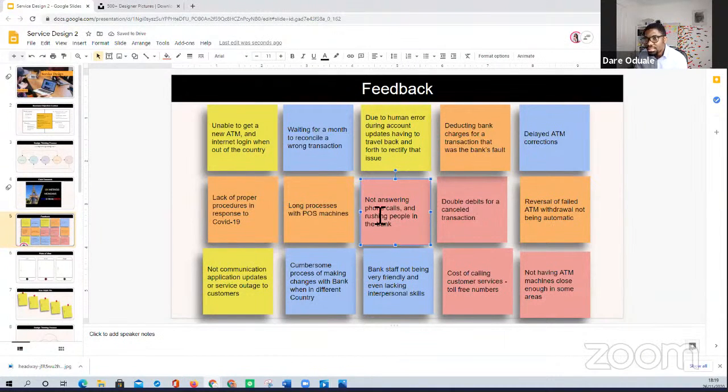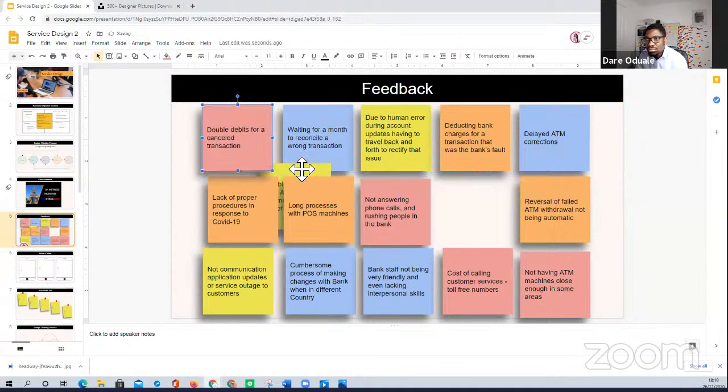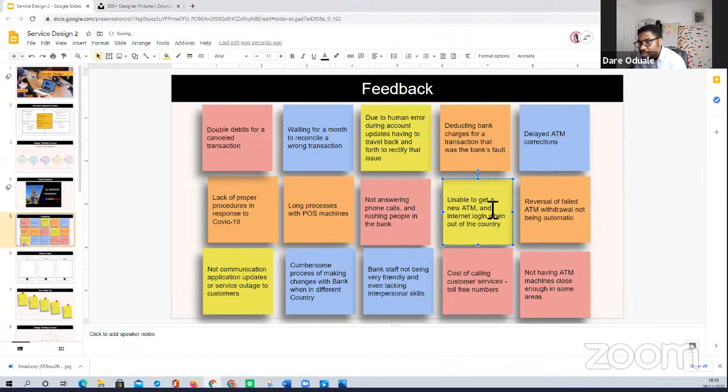Cost of calling, deduct debit charge. Let's move this here. This one, let's bring it here. So you can see we have things related to ATM all here. Or, I said after one more sticky note. So you've put them in one place.